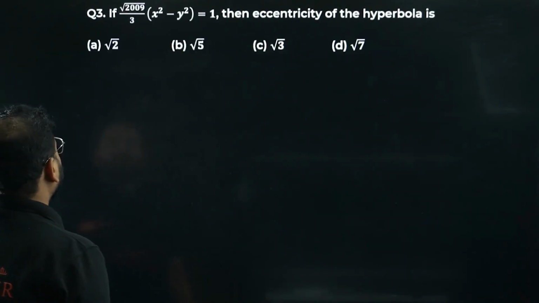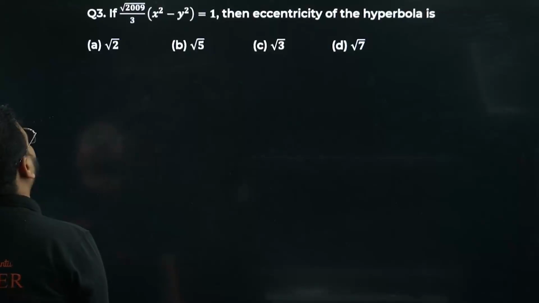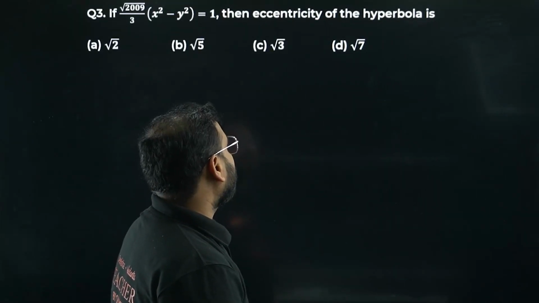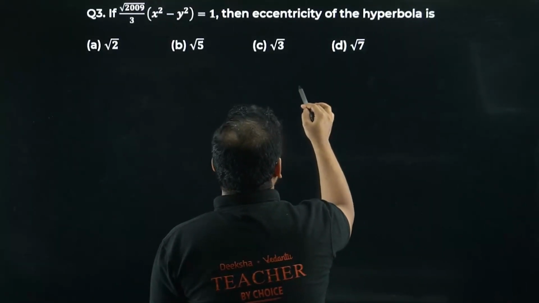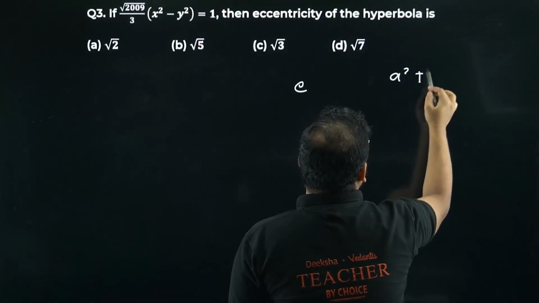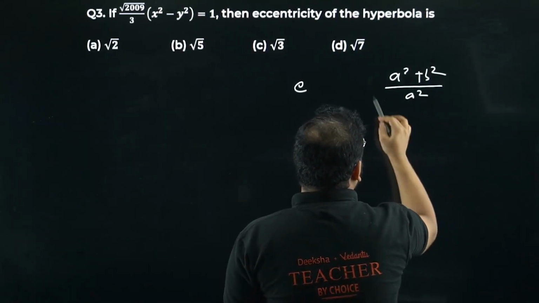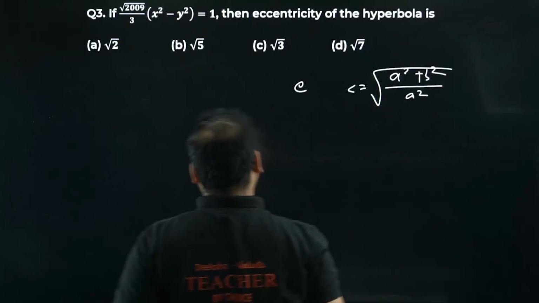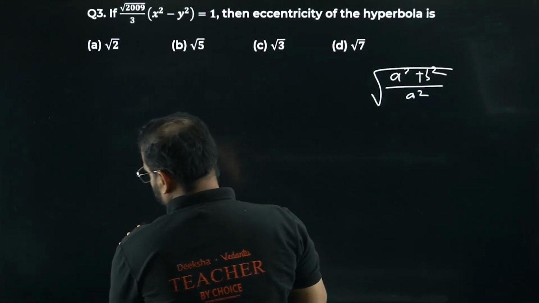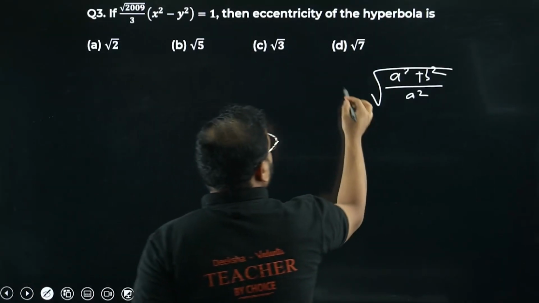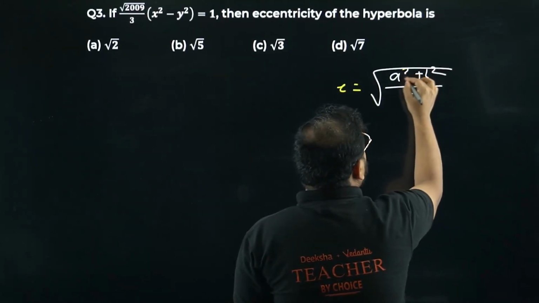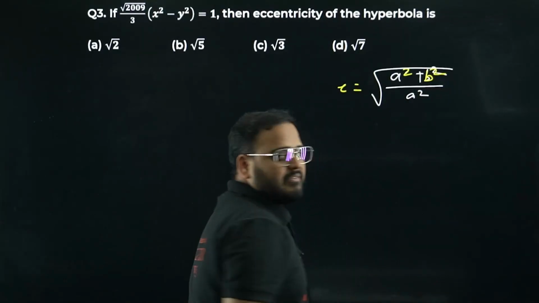Okay. Question number 3. If we have root of 2009 upon 3 times x square minus y square equals 1, then what is the eccentricity of the hyperbola, that is, the value of e? Please check. Here's the formula: we'll have root of a square plus b square upon a square. That's the formula for eccentricity. So our goal is to find a square and b square. That's everything we need.